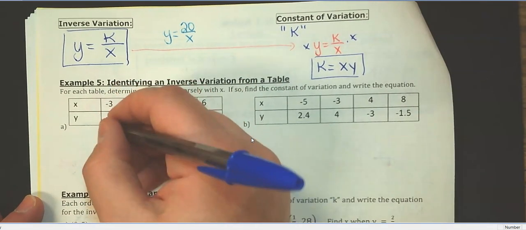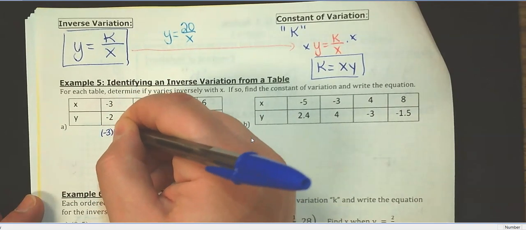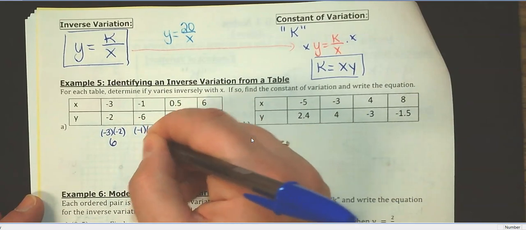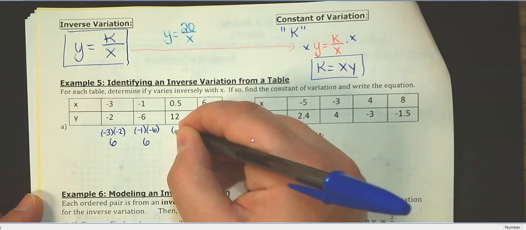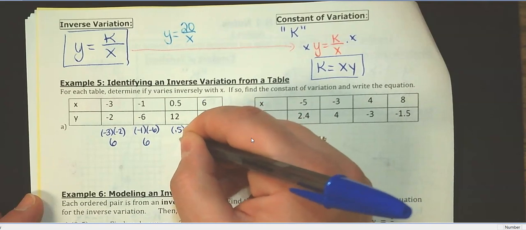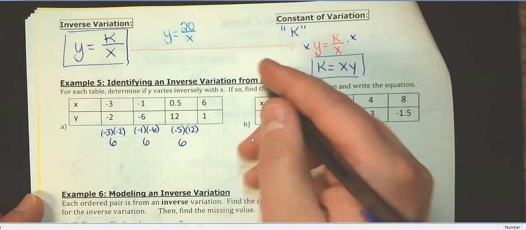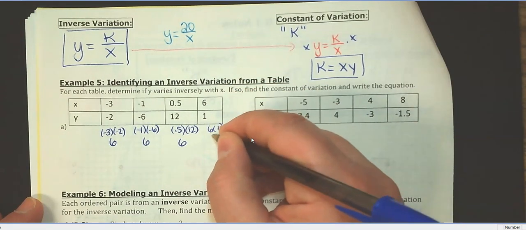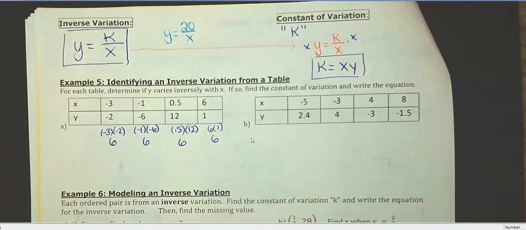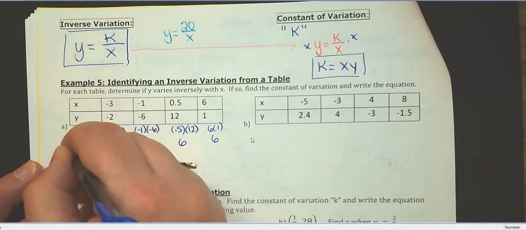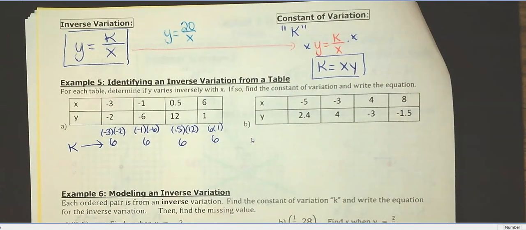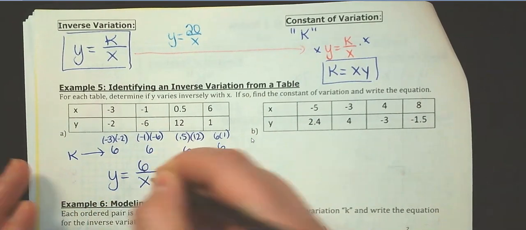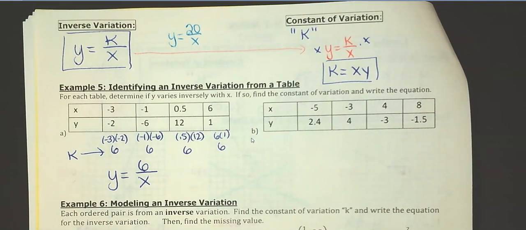So what I'm going to do here, if I do -3 times -2, that's 6. If I do -1 times -6, also 6. If I do 1/2 times 12, also 6. They all have to be the same. If even one of them's different, it's out. The last term, though, we're going to have 6 times 1, which is also 6. So all of those are the same. If those are all the same, that is your k value. And in an inverse relationship, we're just going to write it y equals that number over x. So 6 over x.